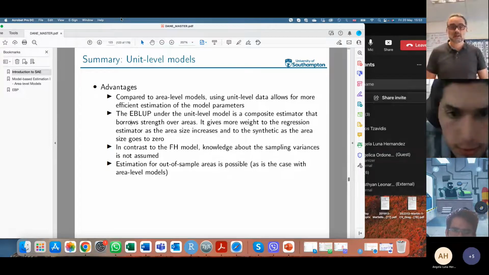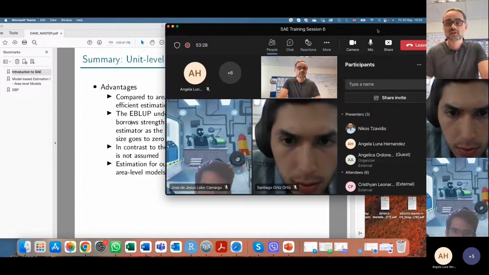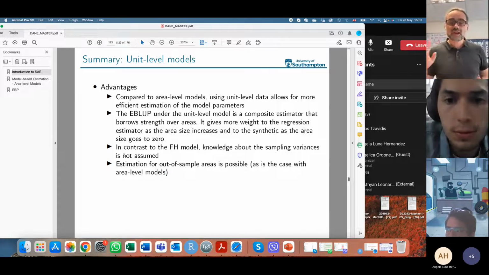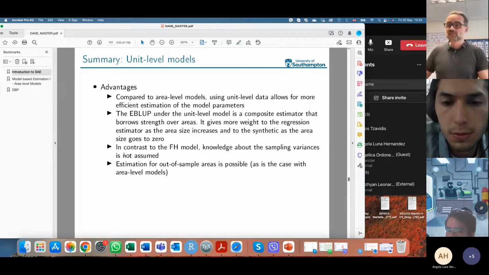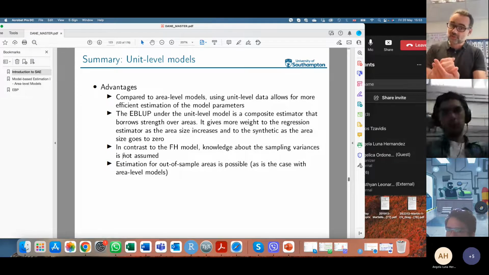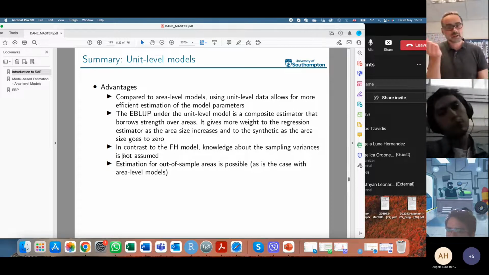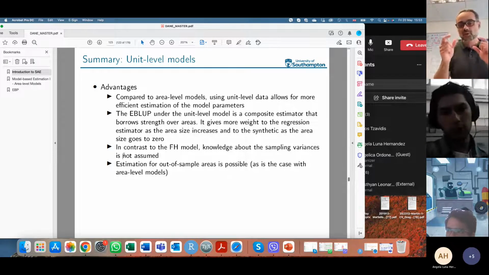In contrast to the Fay-Herriot model, you don't need to know about the sampling variances. Remember that with area level models, you had to estimate the sampling variances of the direct estimators and assume them fixed. Whereas here you don't have to do that because you use unit level data. You can estimate both variance components, both sigma u and sigma epsilon.